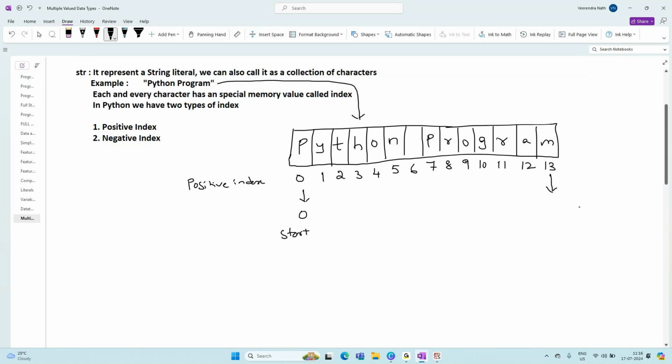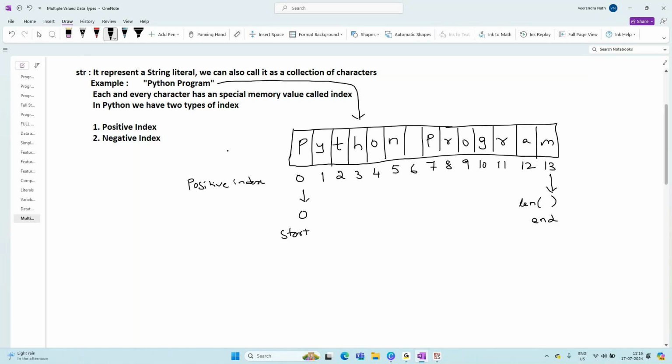13 is nothing but total length minus 1. So technically, where did it start? 0. Where did it end? 13, which means total length minus 1. So how will I get the total length, sir? Len of the string.